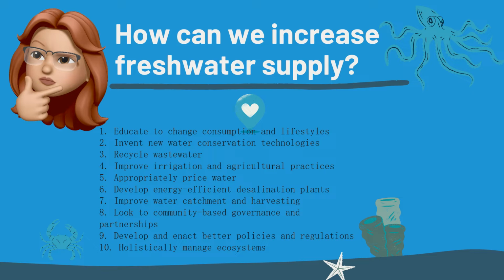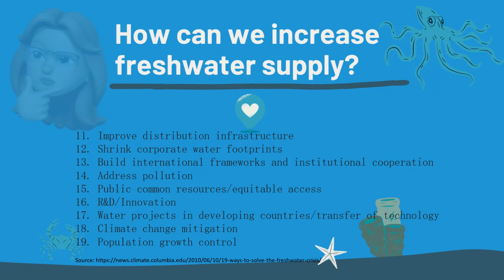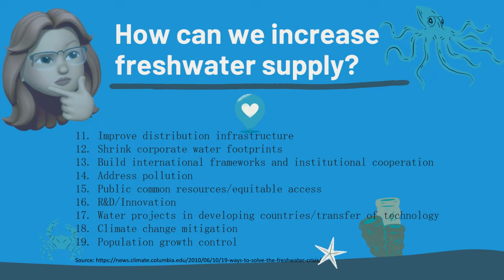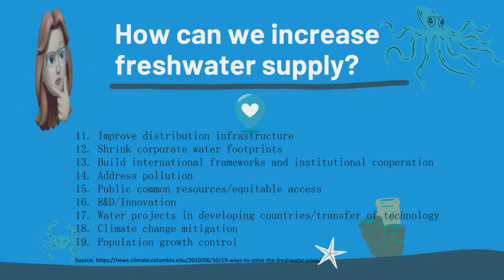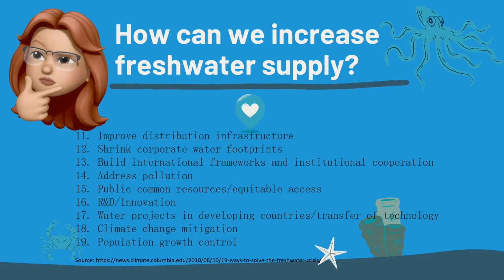Look to community-based governance and partnerships. Develop and enact better policies and regulations. Holistically manage ecosystems. Improve distribution infrastructure. Shrink corporate water footprints. Build international frameworks and institutional cooperation. Address pollution. Public common resources or equitable access. R&D or innovation. Water projects in developing countries or transfer of technology. Climate change mitigation. And lastly, population growth control.